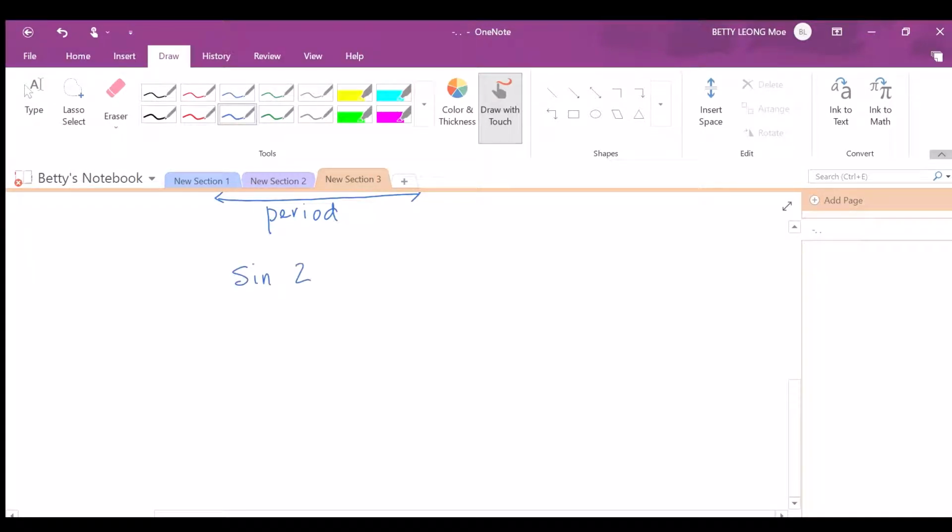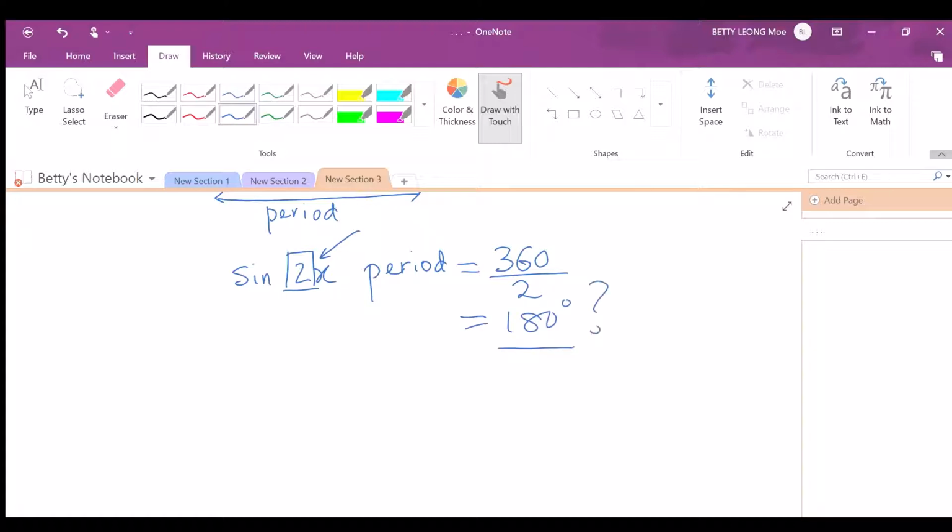Now we go to how to draw sine 2x, when your b is 2. Remember, one complete cycle is 360. So how to calculate your period? You want to know the period for one complete cycle. So 360, you divide by your b. Your b is 2 here, so you'll get 180. So your period is 180. In 180, you will have one complete cycle. So let's draw the graph.